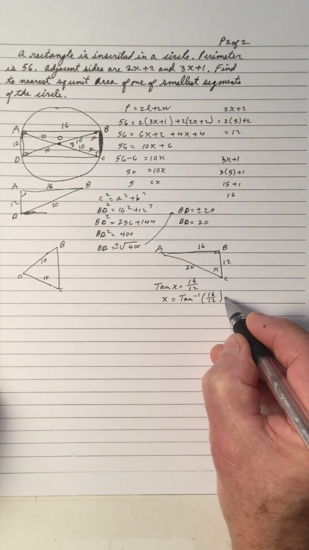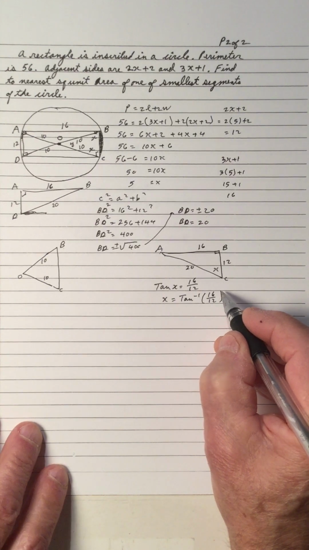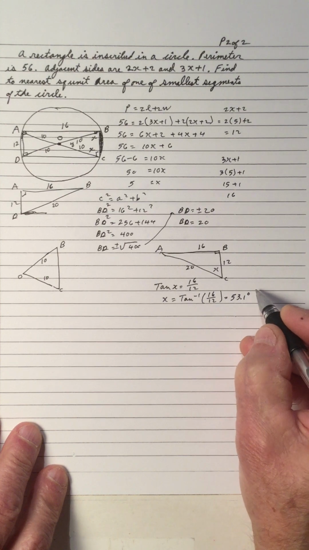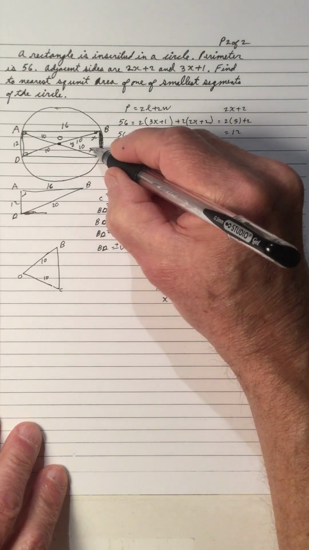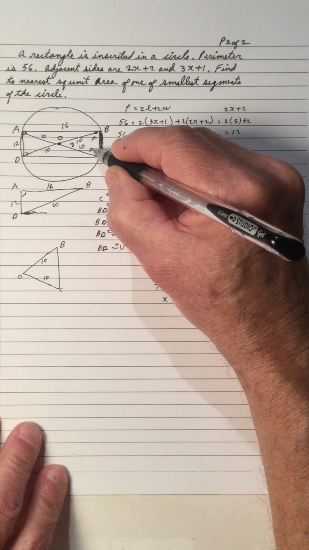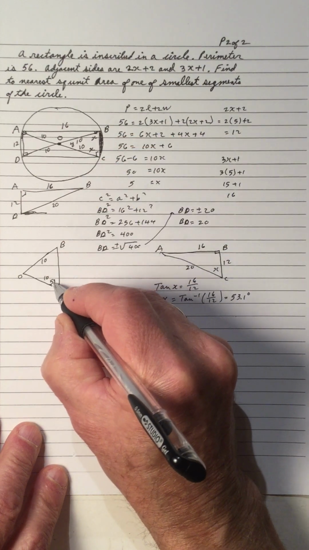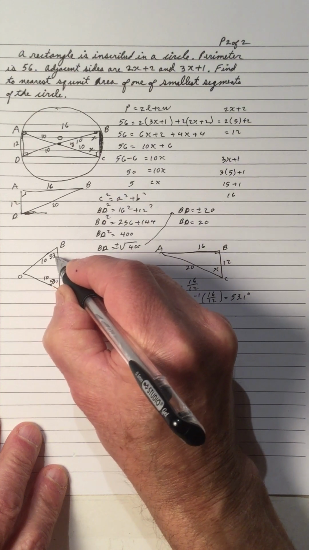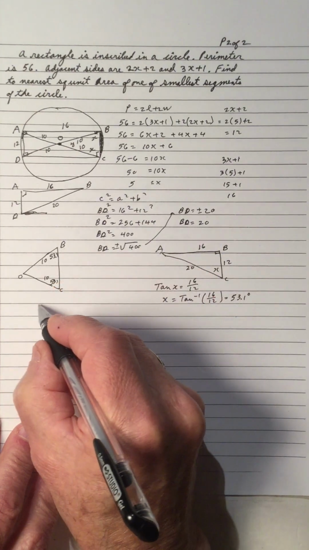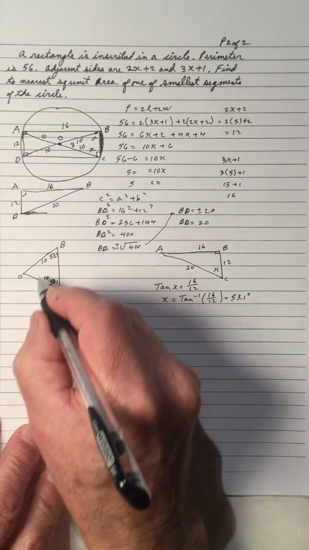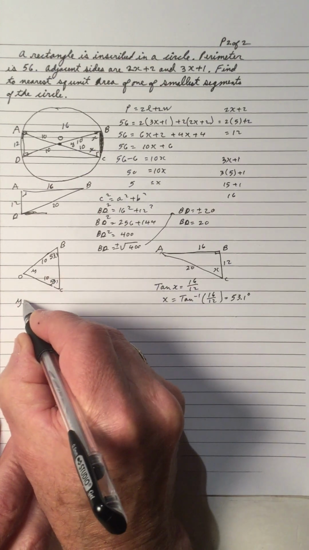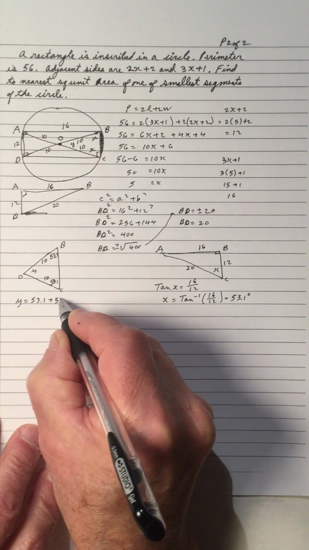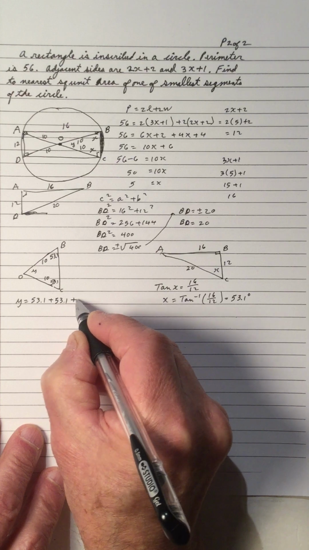Now you can reduce 16 over 12 to 4 over 3, but it's not going to make any difference, and you're going to get 53.1 to the nearest tenth. So this angle here is 53.1. And this angle right here is the same size, 53.1. So if you add all of them up, this is angle Y, and angle Y plus 53.1 plus 53.1 is going to equal 180 in the triangle.